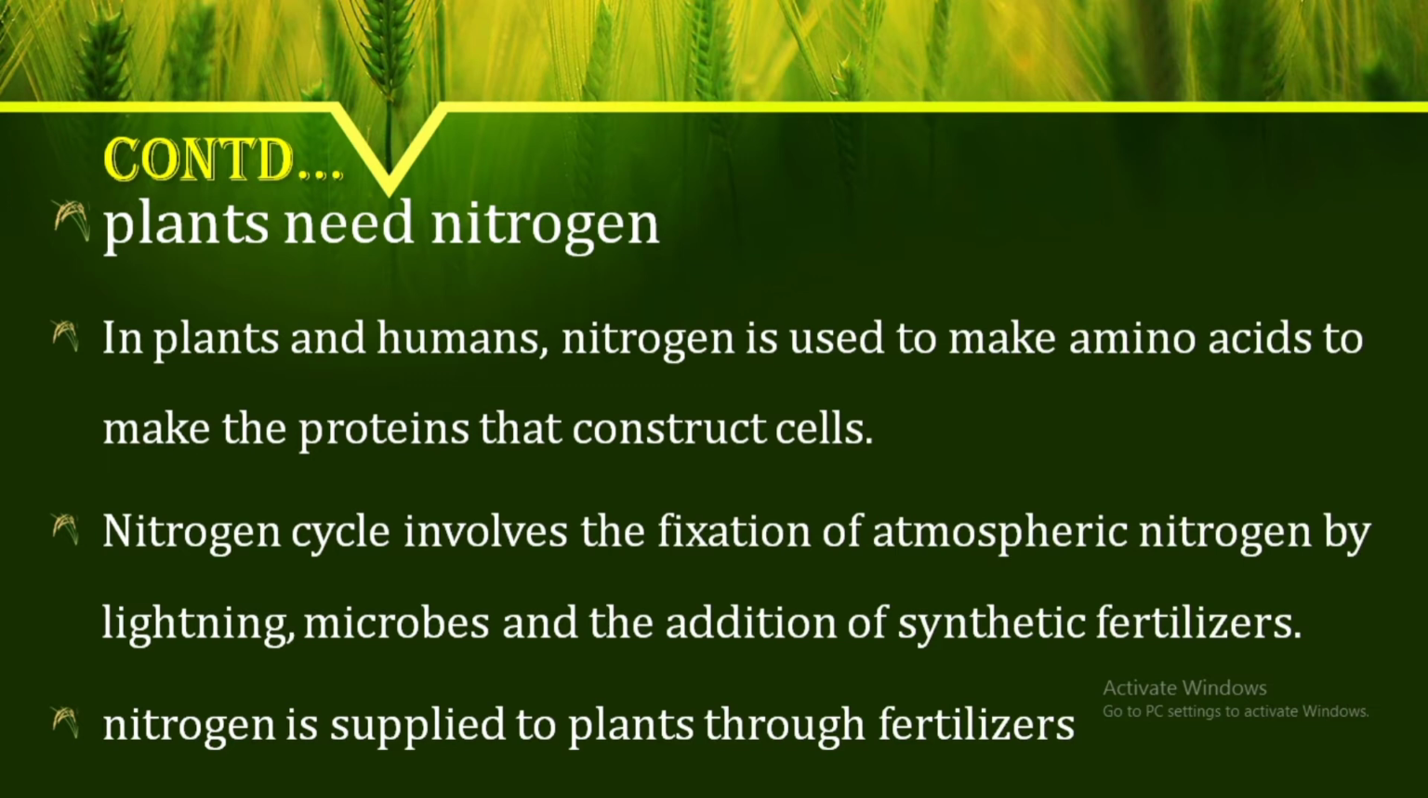It is also needed to make chlorophyll in plants, which is used in photosynthesis to make their food. As part of the life processes, nitrogen is transformed from one chemical form to another. The nitrogen cycle involves the fixation of atmospheric nitrogen by lightning, microbes and the addition of synthetic fertilizers.